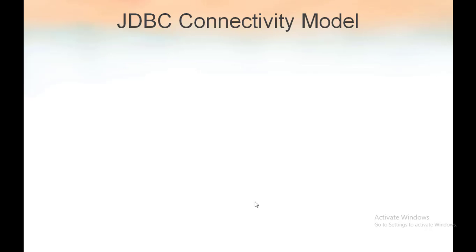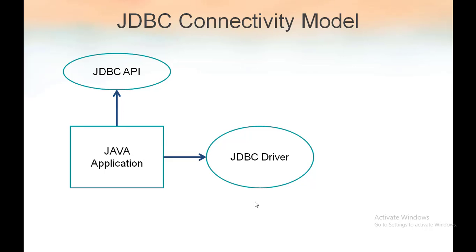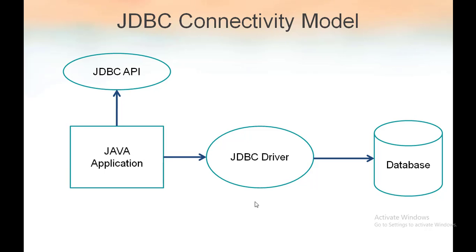JDBC connectivity model: Java application, JDBC API, JDBC driver and database. We can use JDBC API to access tabular data stored in any relational database. With the help of JDBC API, we can save, update and fetch data from the database. It is the same as Open Database Connectivity ODBC, which is provided by Microsoft.